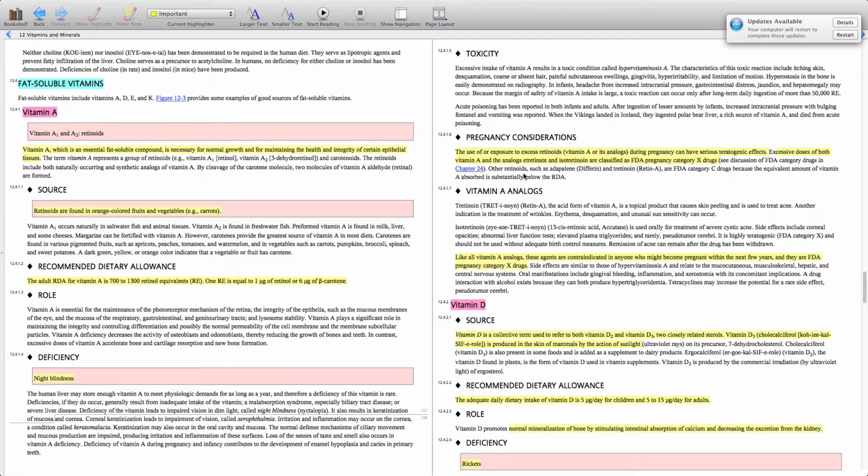Fat soluble vitamins, so these stay in the system for a very long time. So doses of these are much more important to watch. Okay, they don't just get peed out easily like the water soluble. Vitamin A, this is one you're going to want to know for your boards. And again, it is fat soluble. Remember ADEK, ADEK are the fat soluble vitamins.